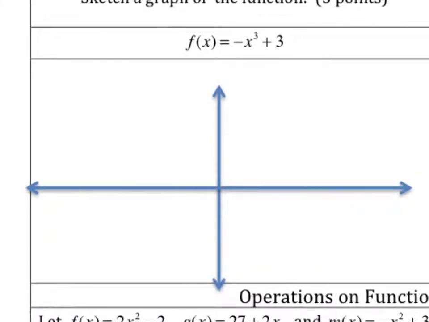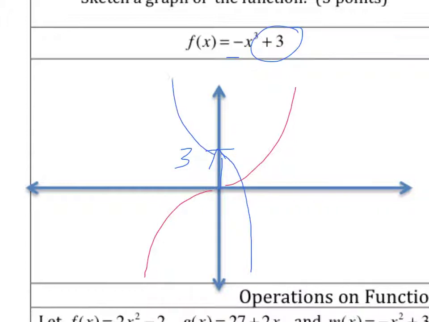The first one we're going to take a look at is negative x cubed plus 3. First thing I'm going to draw in red is the mother function x cubed, just so we have an idea of what it looks like. And in blue I'm going to use the plus 3 to shift it up 3, and the negative out in front to flip it upside down. So if that's 3, this is going to be flipped upside down and look like this.